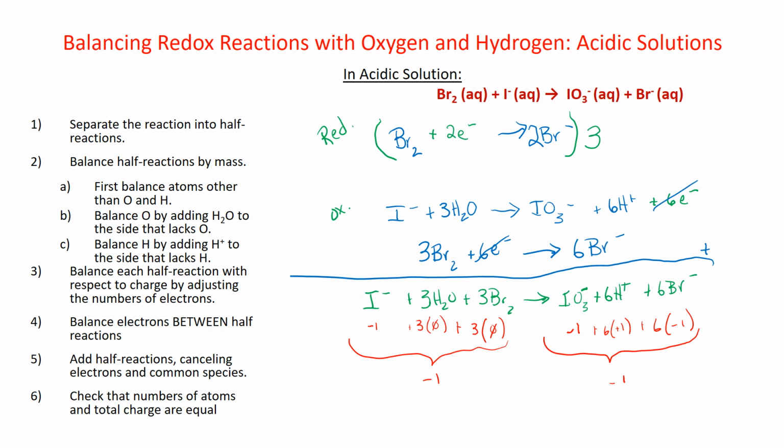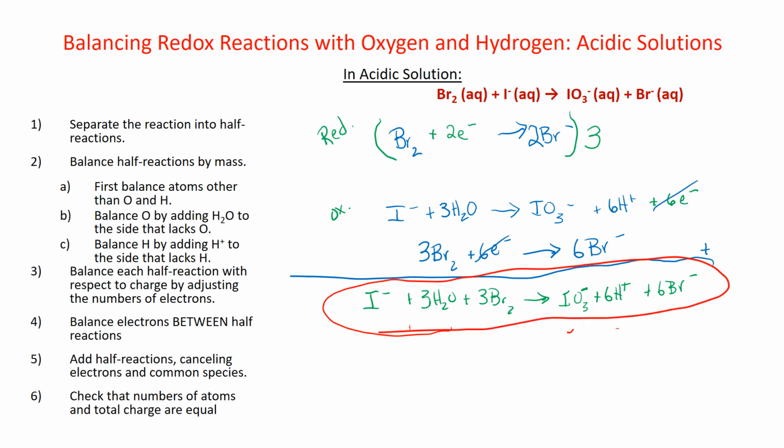Okay, so now we know that this particular chemical equation is mass balanced, it is charge balanced, and this is our final answer. All right, now we have covered how to balance simple redox reactions. We have covered how to balance redox reactions that have oxygen and hydrogen in acidic solution. In the next video, we'll look at how we do this when the reaction occurs in basic solution.